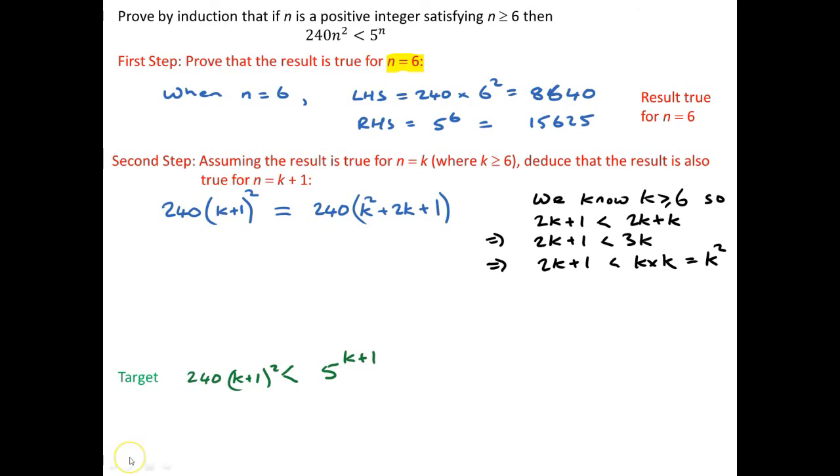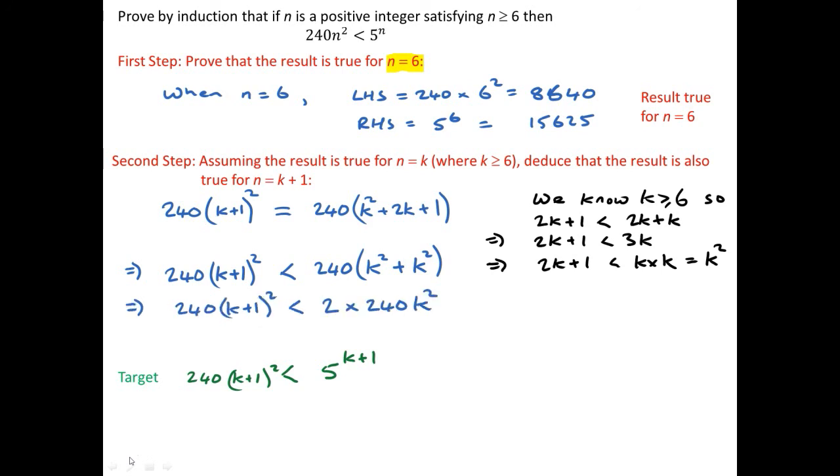So I've got 2k plus 1 is less than 3k, which is less than k times k, which is k squared. So we know that 240 times (k plus 1) squared is the same thing as 240 times (k squared plus 2k plus 1). And we know that 2k plus 1 is definitely less than k squared. So we can therefore say that 240 times (k plus 1) squared is definitely less than 240 times (k squared plus k squared). So we've got 240 times (k plus 1) squared is definitely less than 2 lots of 240k squared.